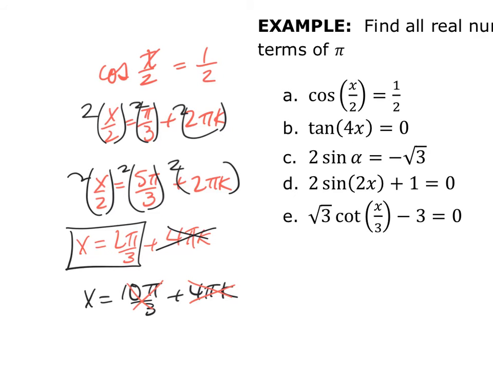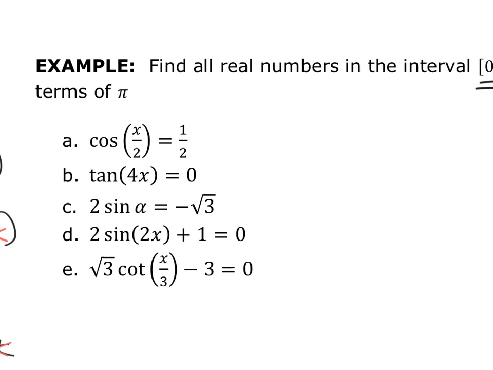All right, let's do B. So the tangent of 4x is equal to 0. This happens in 2 places. Where are the 2 places this happens?